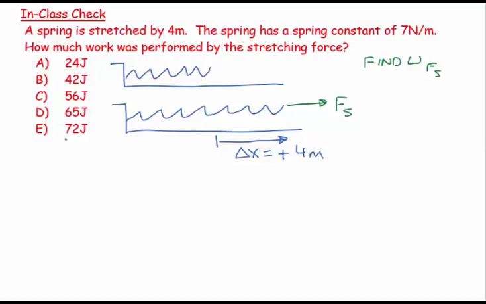So let's just think about what we know. I know K is equal to 7 newtons per meter. K is always positive. When people get a negative value for K, it means they've messed up with their signs on a displacement and a force. So K is always a positive value. And we know that delta x, this stretching, is equal to plus 4 meters in this case because of my diagram. And I want to find the work done by my stretching force.